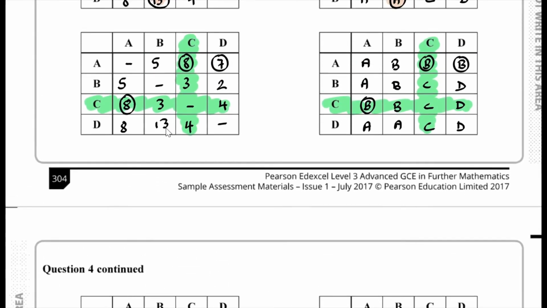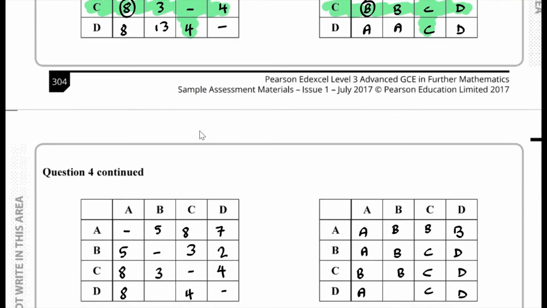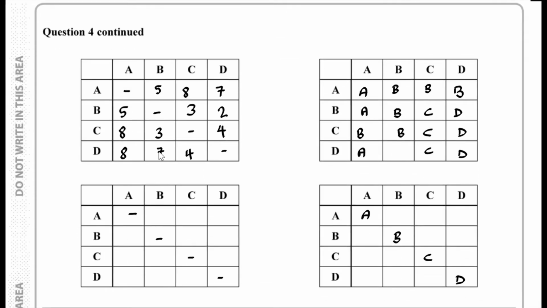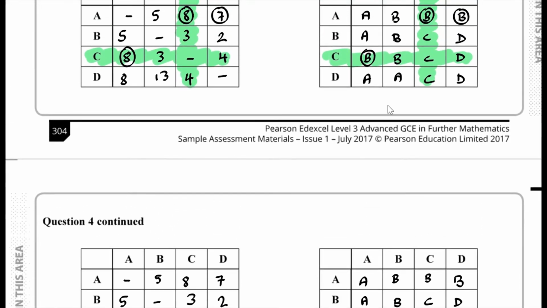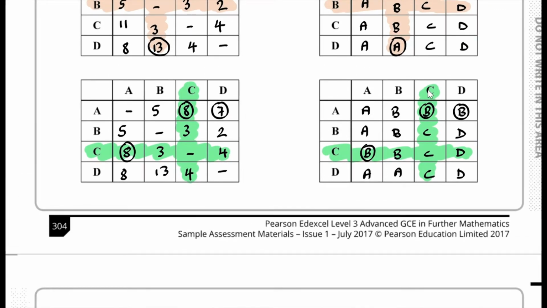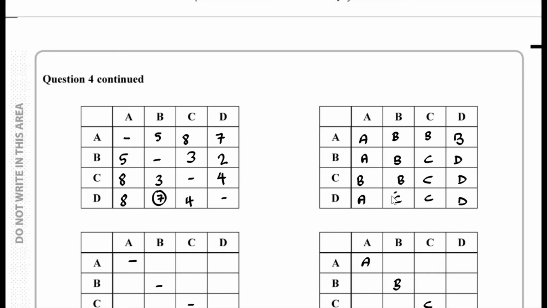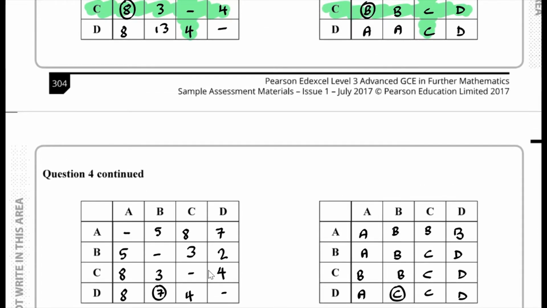And now we compare this 13 with 3 plus 4. 3 plus 4 is 7. 7 is obviously smaller than 13. So here we have a 7. And we circle it to indicate we've changed the number. And in terms of the letter, here we have an A. We replace that A with AC. And we circle it to indicate we've changed. Okay?